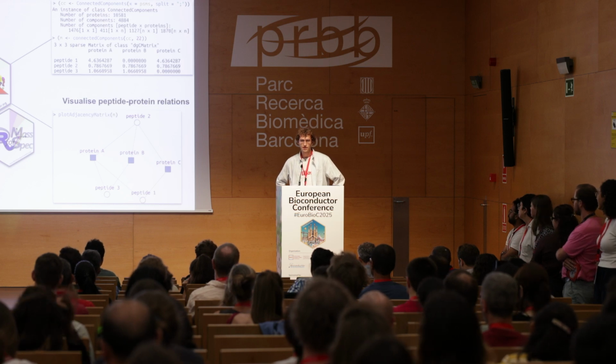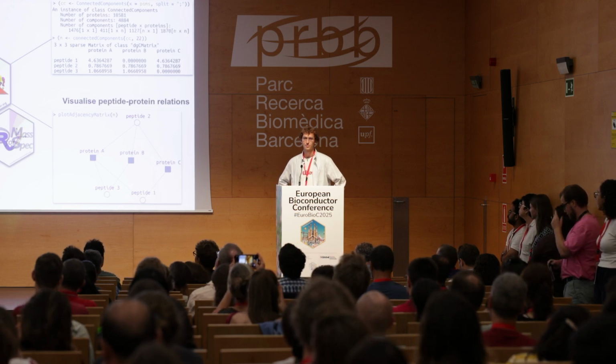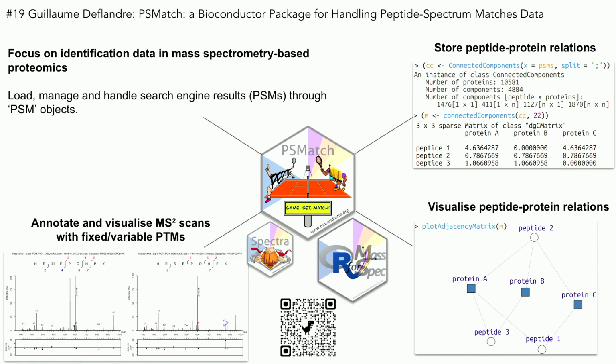Yeah, so the processing of mass spectrometry-based proteomics data can be roughly divided into two sections: the identification of peptides and their quantification. And I'm here to present to you the PSMatch package, a part of the Alpha mass spectrometry suite, which solely focuses on the identification part. So it allows you to load, manage, and handle your peptide spectrum matches data, but it also allows you to annotate and visualize MS2 spectra with or without variable or fixed modifications, but also store peptide-protein relationships and visualize these relationships.